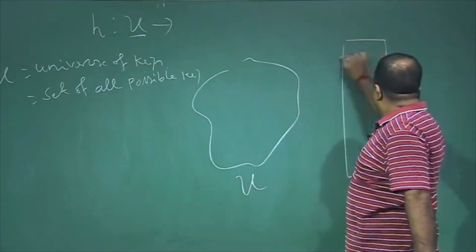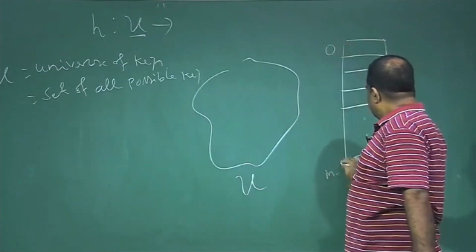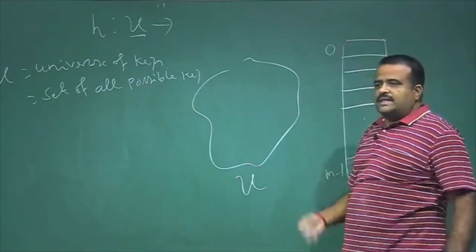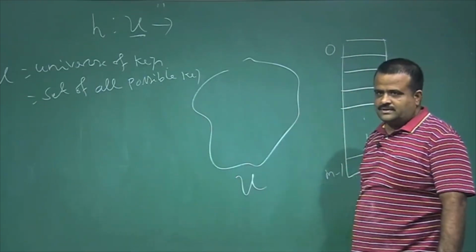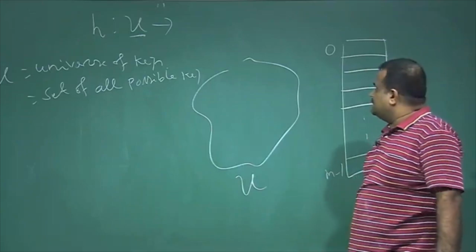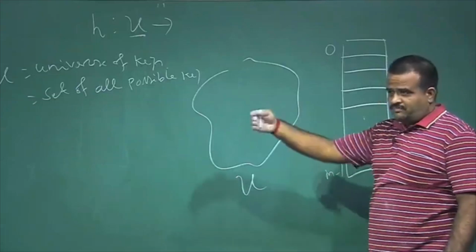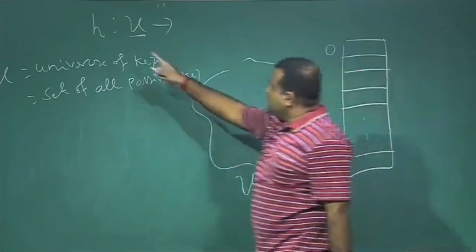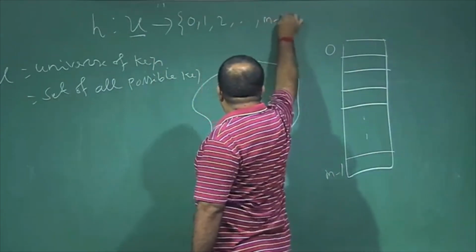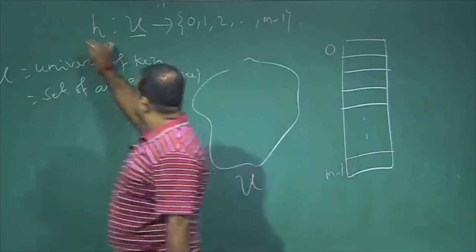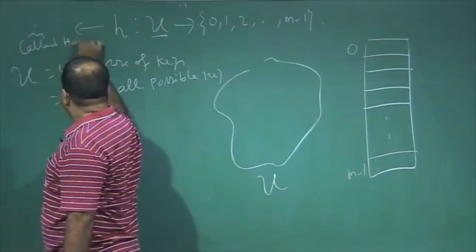So we have a table of fixed length, say the table size is 0 to m minus 1. So we have a total of m slots. This is basically an array, but the table size is fixed, the array size is fixed. It is an m-size array, 0 to m minus 1. In C language we use 0 to m minus 1. Then any function h from the set of keys to this is called a hash function.